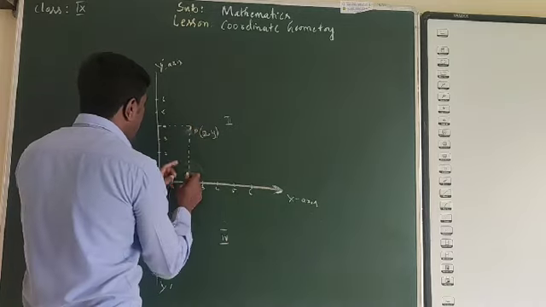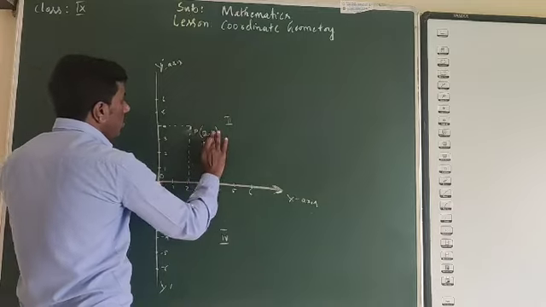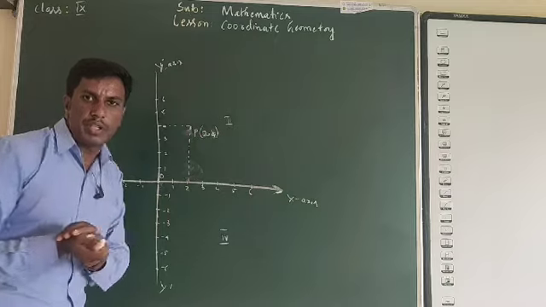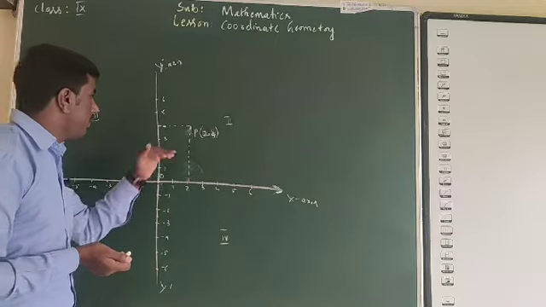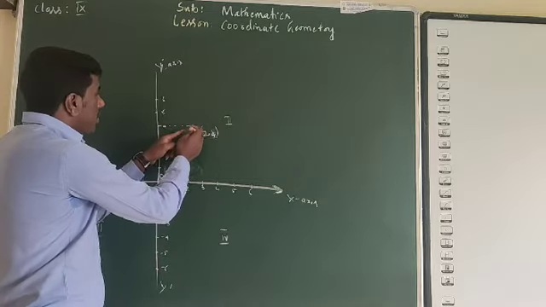How to measure this? We can measure the same distance on the y-axis. 1, 2, 3, 4. So this is 4. So the point is (2, 4). What does it mean?